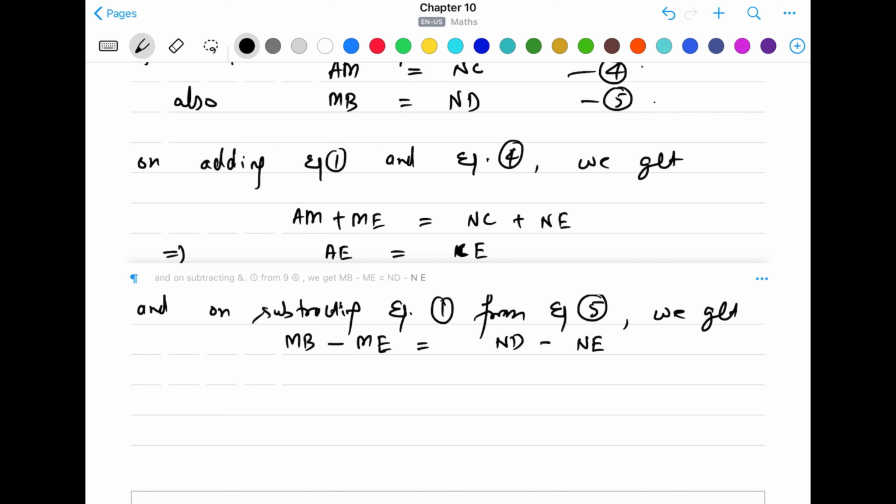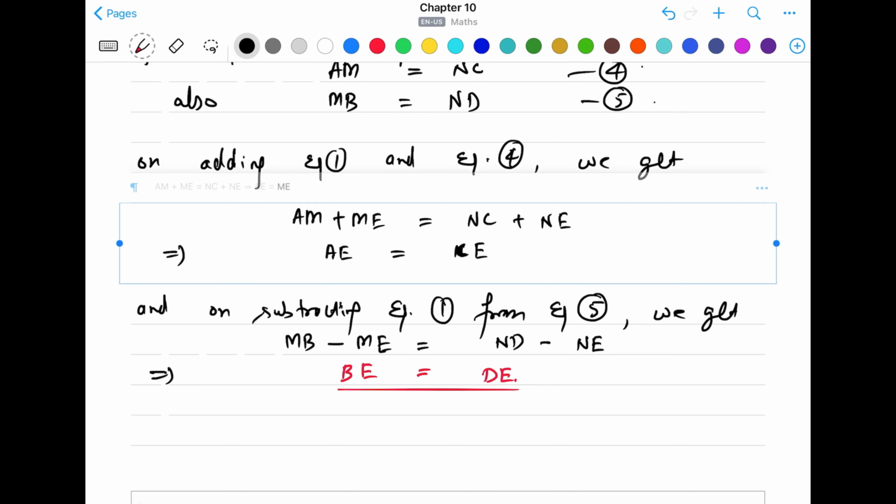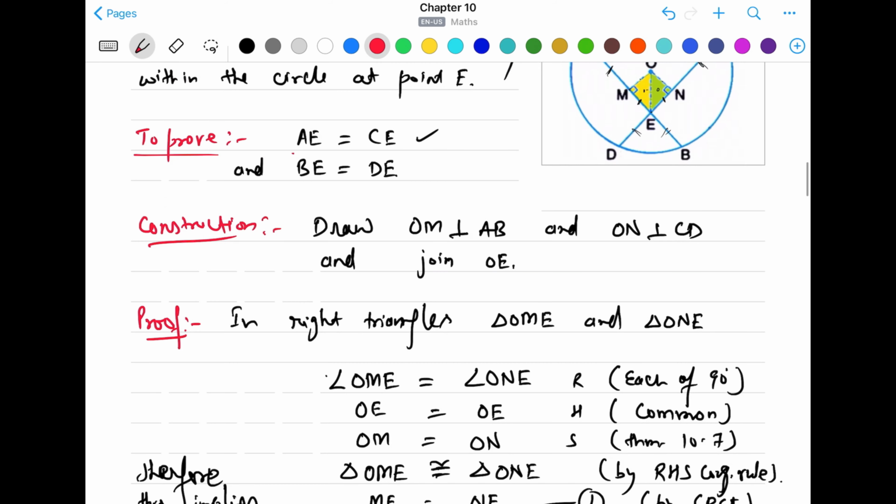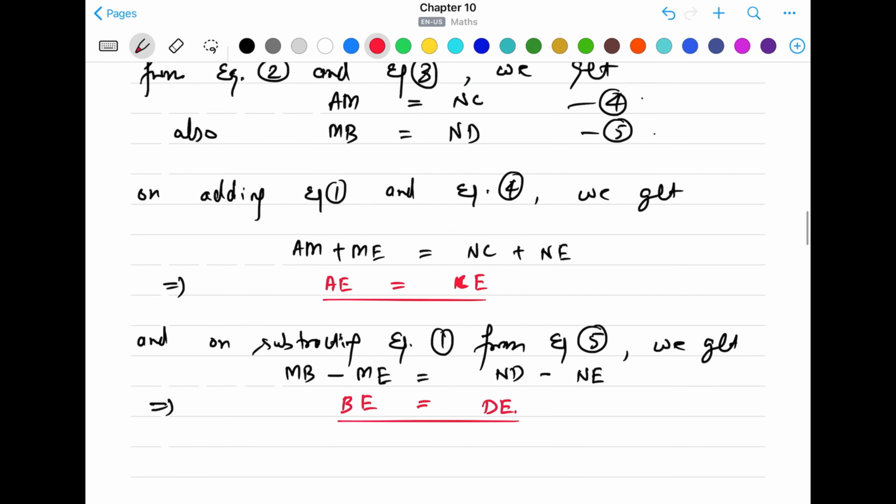Okay, after doing the subtraction we get the other second required result, that is this implies BE is equal to DE. Okay, this is B. So we got both the required results, that BE is equal to DE and this AE is equal to CE, and this is what we were asked to prove here, that the corresponding parts of these chords are equal. Okay, so that's the solution of question number 2.